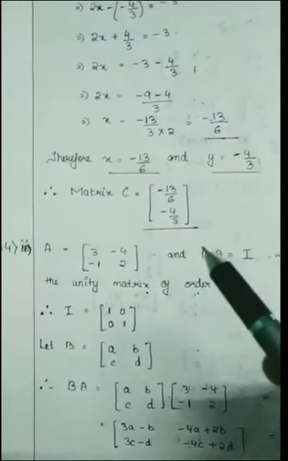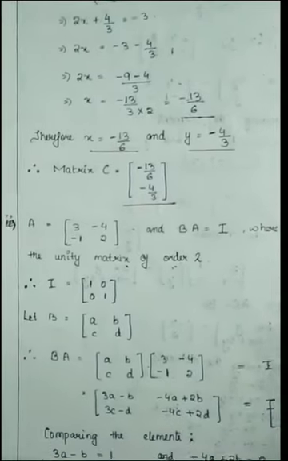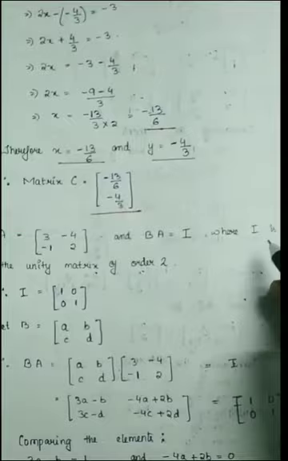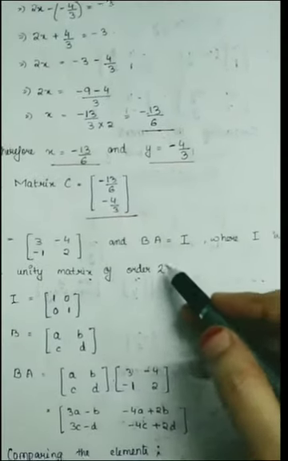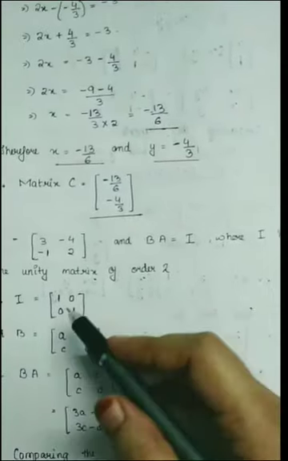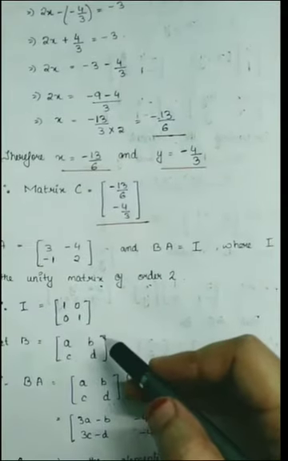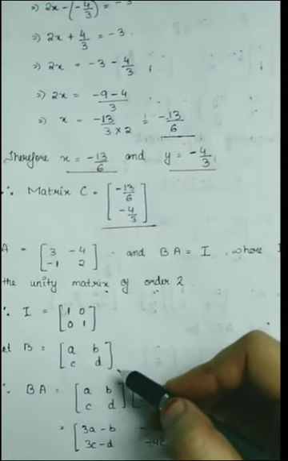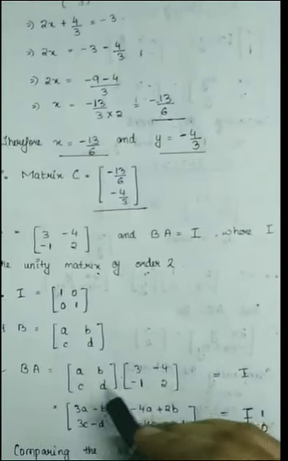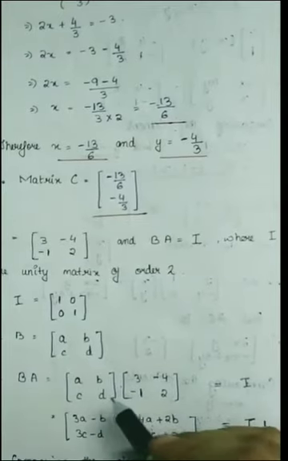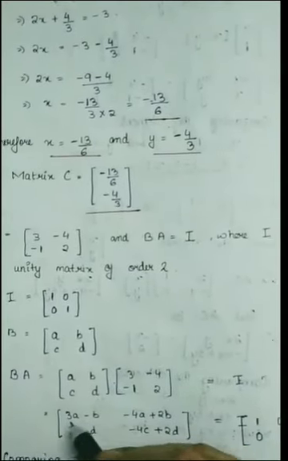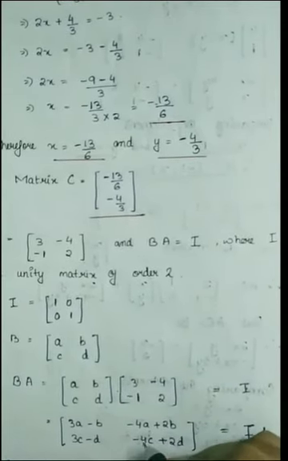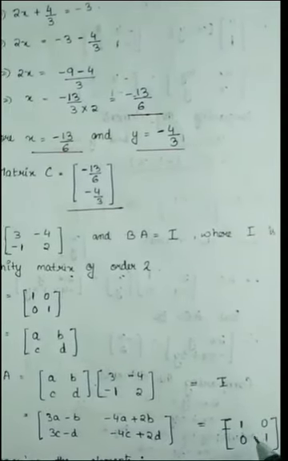Now comes question number 34. Here A is given and BA is equal to I is given, where I is the unit matrix of order 2. So if it is an order 2 unit matrix, we'll write I is equal to 1 0 0 1. And we have to find the value of B. So let's take B as a b c d. Now multiplying those, we get 3a minus b here, minus 4a plus 2b, 3c minus d, minus 4c plus 2d. That is equal to 1 0 0 1.